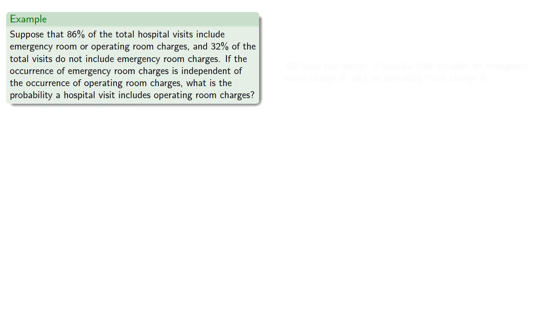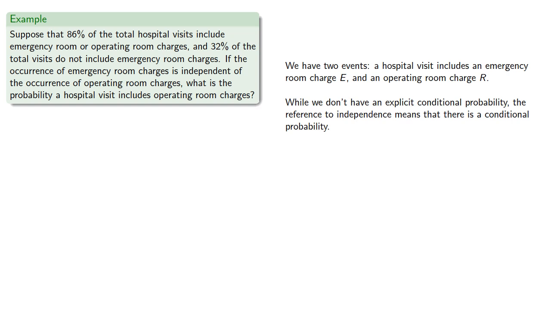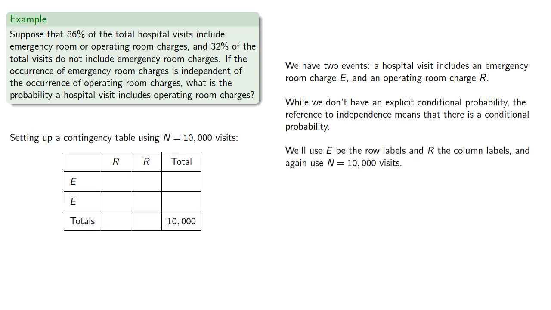So it appears we have two events. A hospital visit includes emergency room charges, we'll call that E, and an operating room charge, we'll call that R. While we don't have an explicit conditional probability, the reference to the independence of the events means that there is a conditional probability. We'll use E as the row labels and R as the column labels, and again we'll use 10,000 visits.